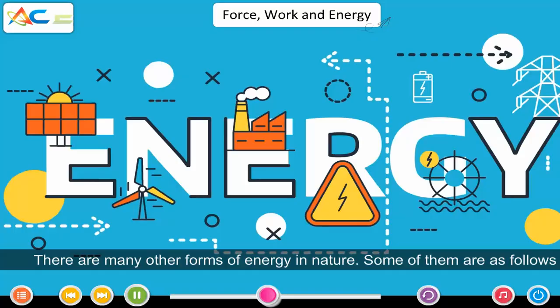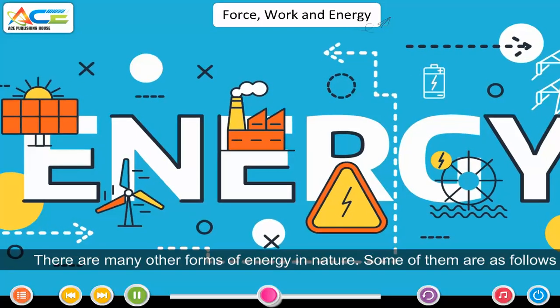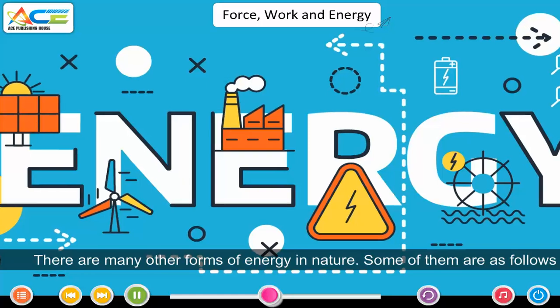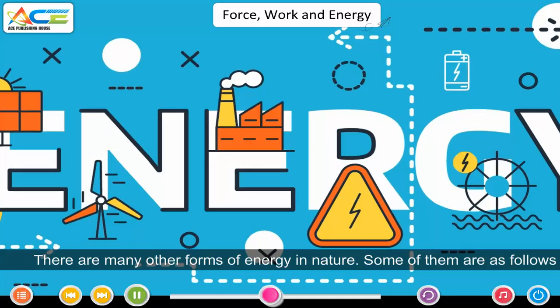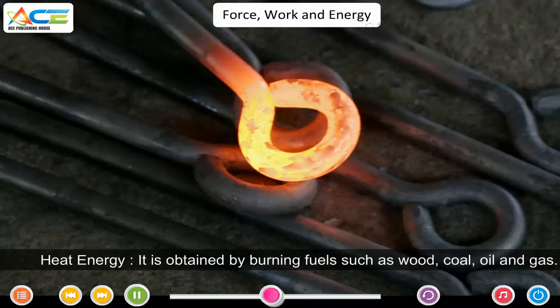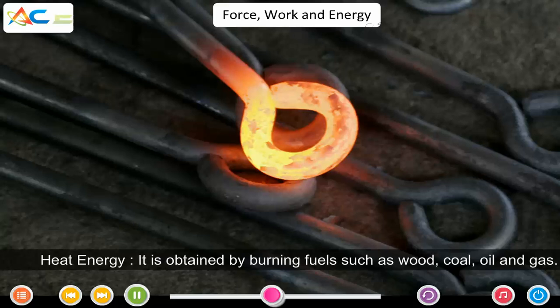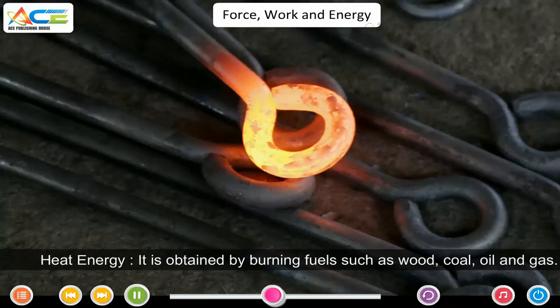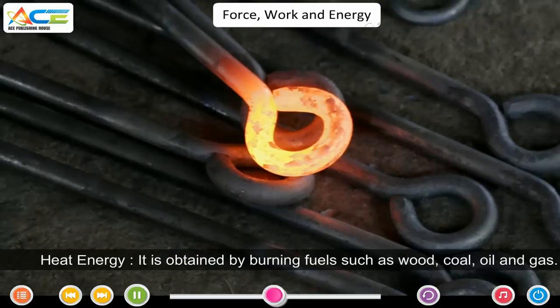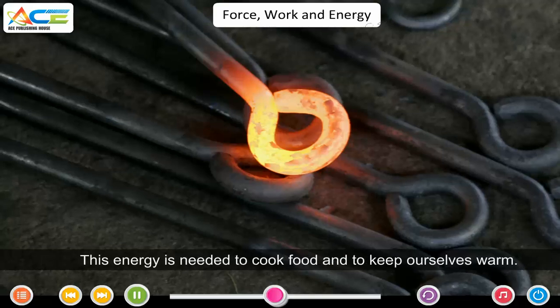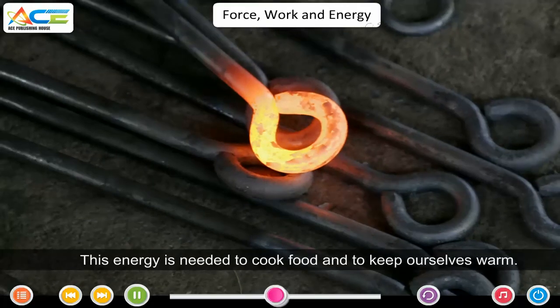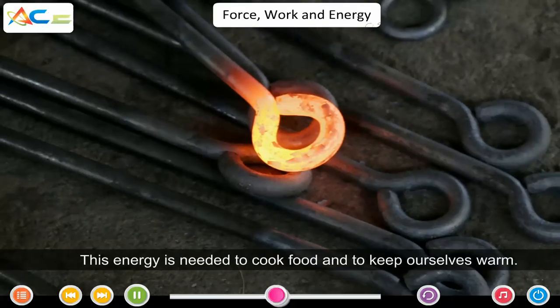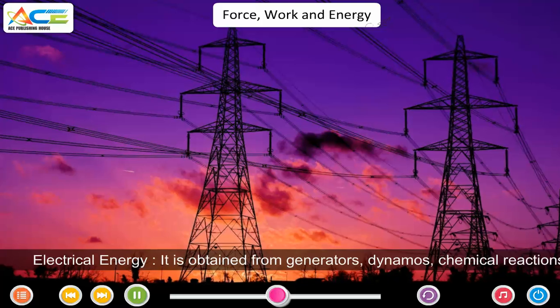Forms of energy. There are many other forms of energy in nature. Some of them are as follows. Heat energy. It is obtained by burning fuels such as wood, coal, oil and gas. This energy is needed to cook food and to keep ourselves warm.